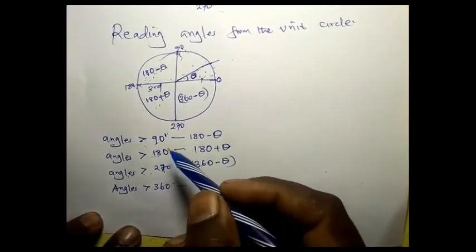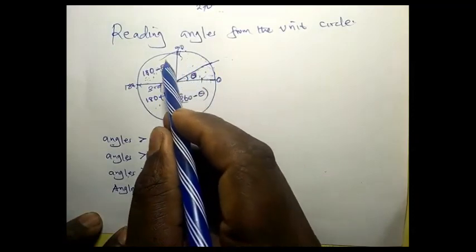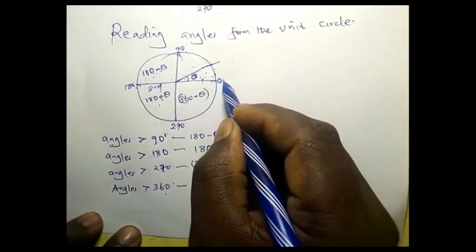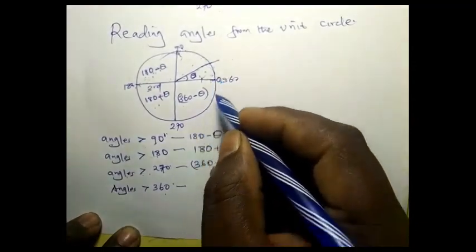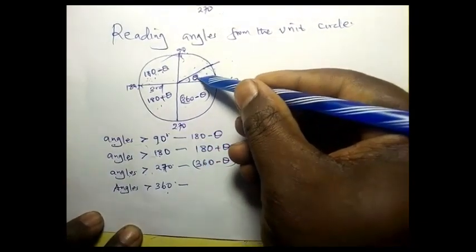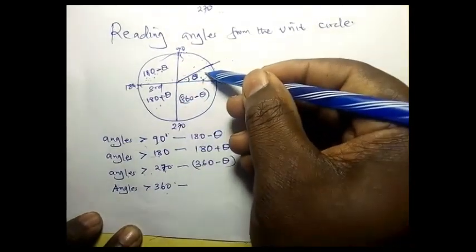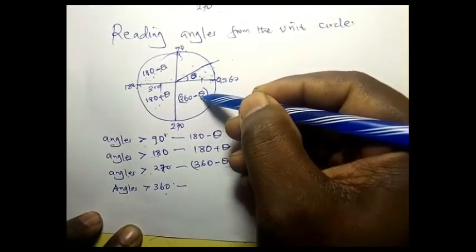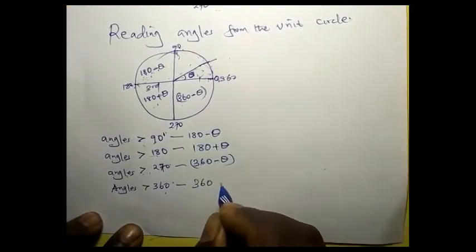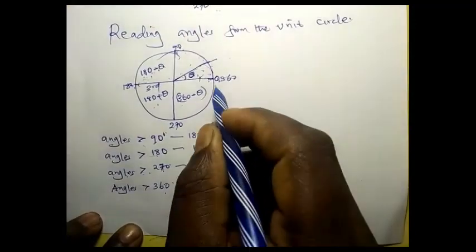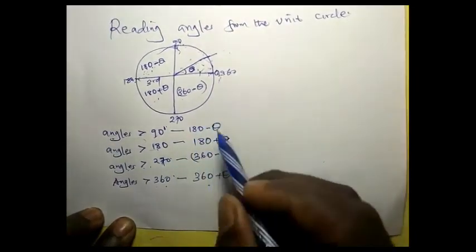What if now the angles are more than 360? Now, it means that we have gone round, we have reached 360 at this point. So if I have theta here, and I have gone round, how can I get this one? If the angle is more than 360, then it means it is 360 plus theta, right? Very good.